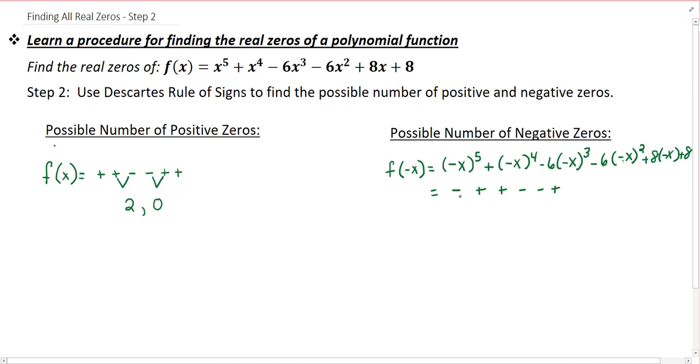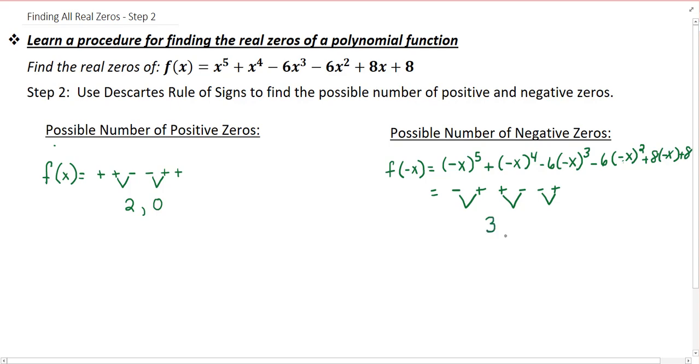So at the end of the day, the number of variations of signs, we're still going to count those. So from here, negative to positive is a change of signs. Positive to positive, no. Positive to negative, yes. Negative to negative, no. Negative to positive, yes. So in other words, do I switch signs? And you can see that there's a count of 3.